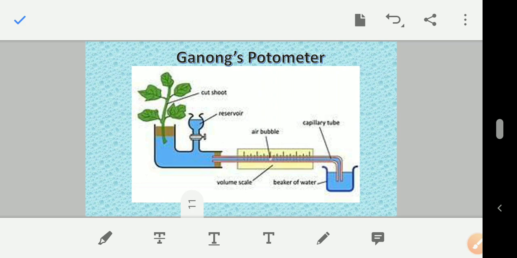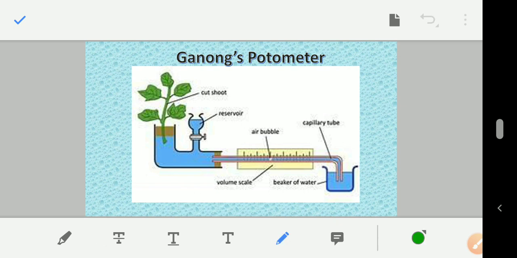In Ganong's potometer, lot many questions are there. Identify this instrument. It's Ganong's potometer, not photometer. What is the objective of Ganong's potometer? To measure the rate of transpiration. Why colored water is used? Colored water is used for the better observation. Why air bubbles are introduced?